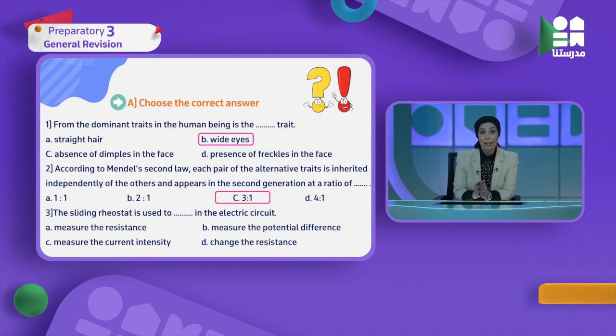يبقى here في حالة الريستيت never ever choose any kind of devices اللي يقولك measurement. لا مش measurement خالص. هو يا إما control the potential difference and the electric current intensity, or here as you give me another choice which is change the resistance. So I will choose this one.